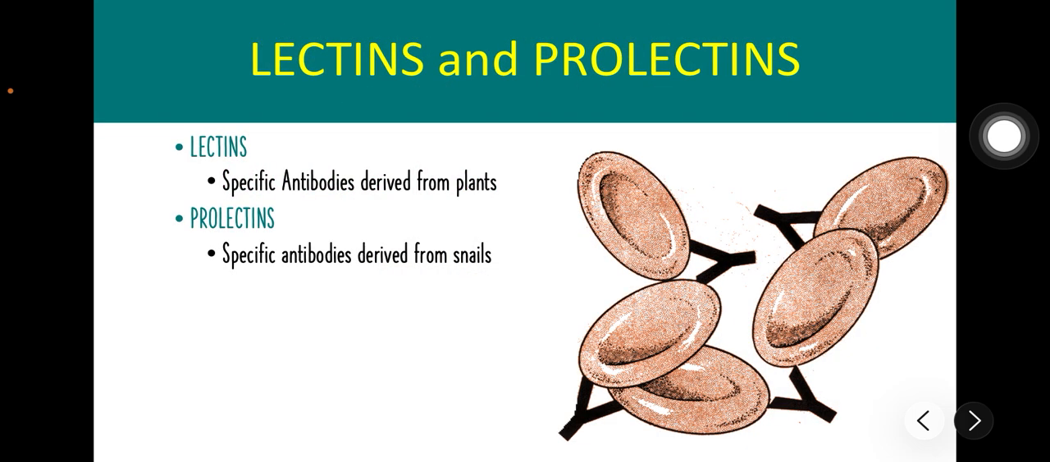Lectins are specialized proteins, most commonly extracted from plant seeds, though they can also be found in bacteria and mammals. And in the blood bank, they are used as highly specific reagents to identify certain blood group antigens. Prolectins, on the other hand, are specific antibodies derived from snails. So the key characteristics of your lectins: unlike traditional anti-sera, lectins are not antibodies, and they are not produced by an immune system.